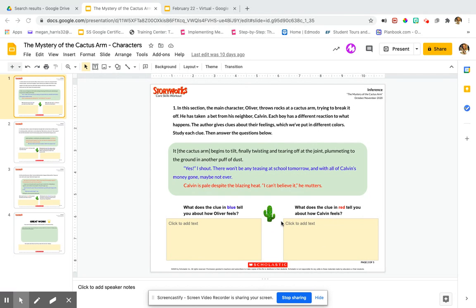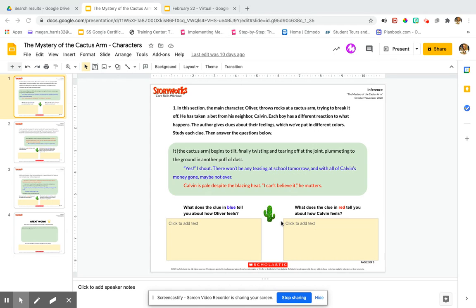All right, so let's think about what this clue tells us about Oliver. Okay, well, first off, remember, this is not just based on this tiny section. We have a whole bit of background knowledge on Oliver before we're answering that. Remember, when we make inferences about how a character is thinking, acting, feeling, and speaking, we also have to use our background knowledge. And anything we know about a character can be considered background knowledge.